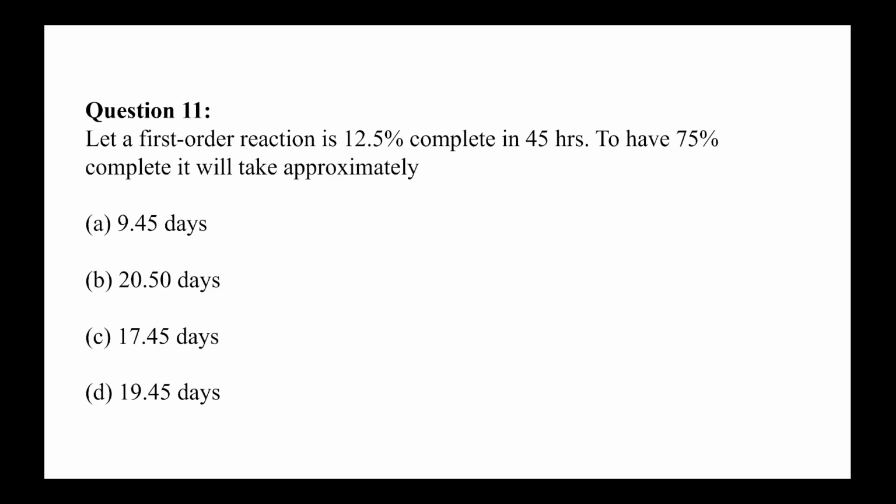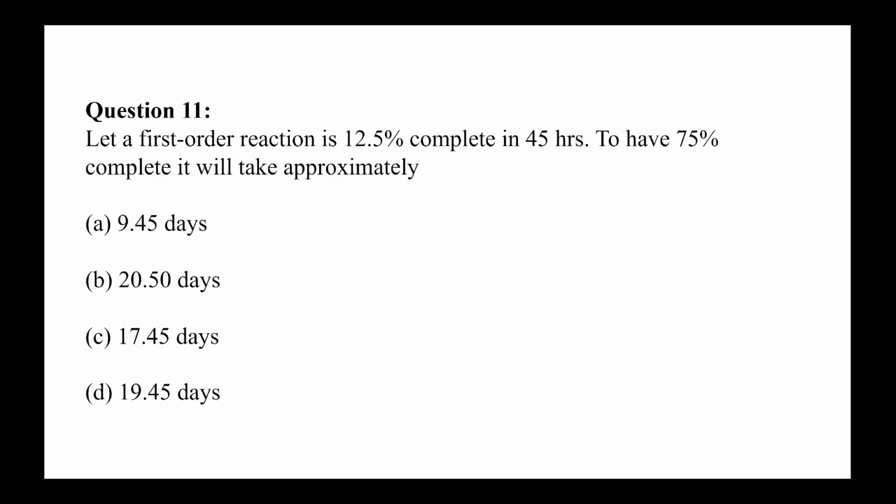The next question, again a first order reaction, is 12.5% complete in 45 hours. To have 75% complete, it will take approximately, so you have two equations basically. In the first case, in 45 hours, the reaction is completed by 12.5%. So what would be the time for the same reaction to complete 75%?